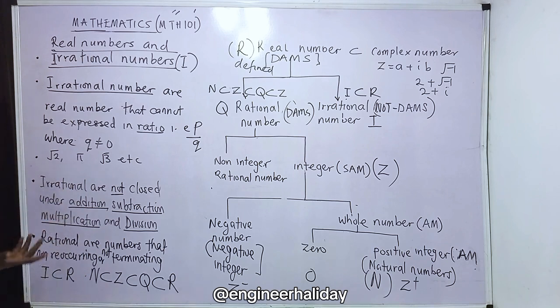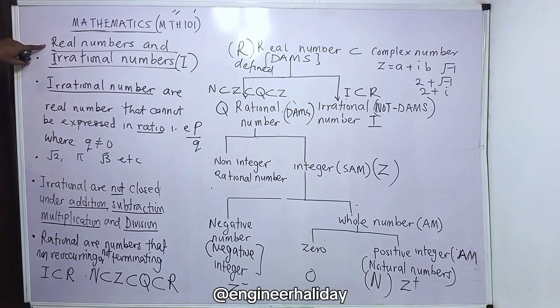Can you even imagine the definition I've just given? It's not closed. That means if you operate on irrational numbers under any of the basic operations, it will not give you an answer that is necessarily an irrational number. So please take note of that. Very, very important. Now let's go to real number.